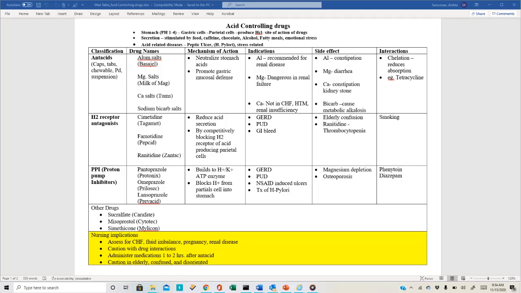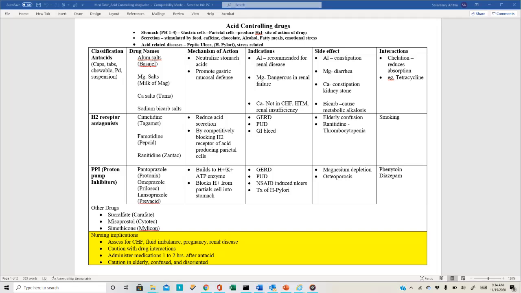You see here, aluminum, magnesium, and calcium are very dangerous for patients who already are retaining fluid and also not able to excrete the excess electrolytes in their body, especially heart failure, renal insufficiency, and hypertension. Sorry, it's HTN. So then the side effects, of course, some of them can cause constipation or diarrhea, right? And calcium can cause kidney stone. But one of the most really important things to note is there is a risk of metabolic alkalosis.